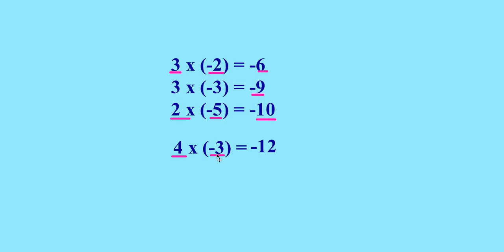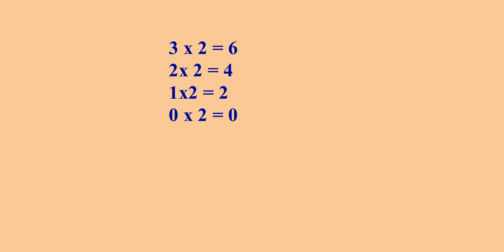This is how you multiply a positive number and a negative number. You just multiply the numbers and put a negative sign. Now let us see how to multiply a negative integer to a positive integer. Here you have some questions.